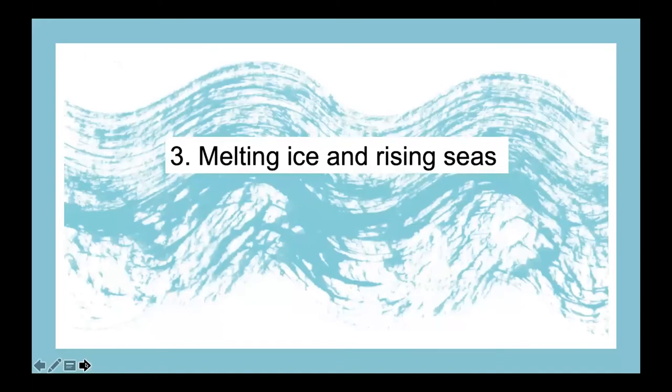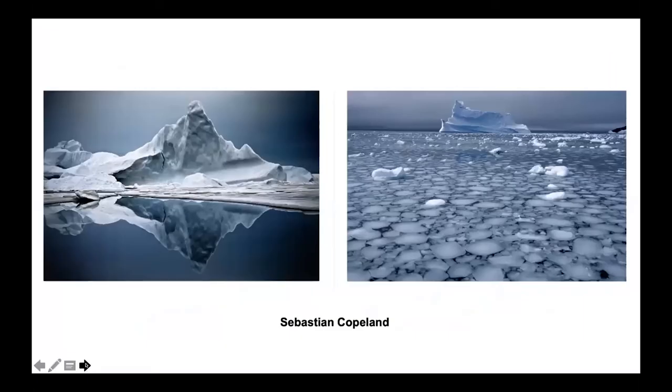The third key impact and connection of water with ecological overshoot is melting ice and rising seas. Sebastian Copeland is a photographer and a polar explorer. On the left, you see icebergs that represent land ice being removed from land ice formations. And on the right, you see the formation of sea ice.